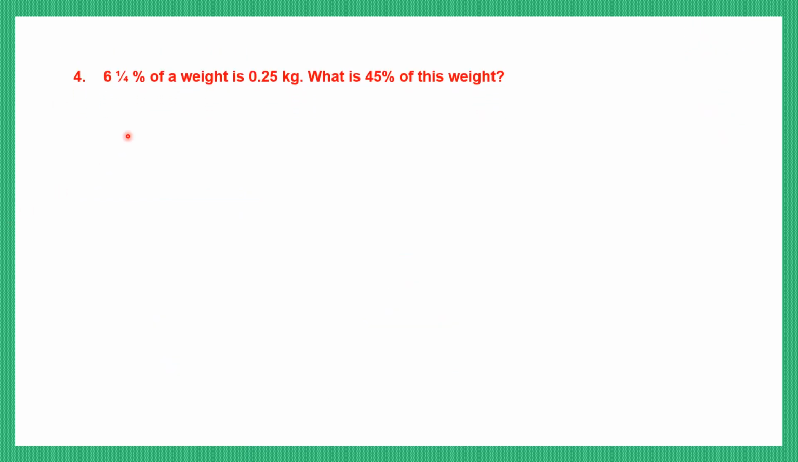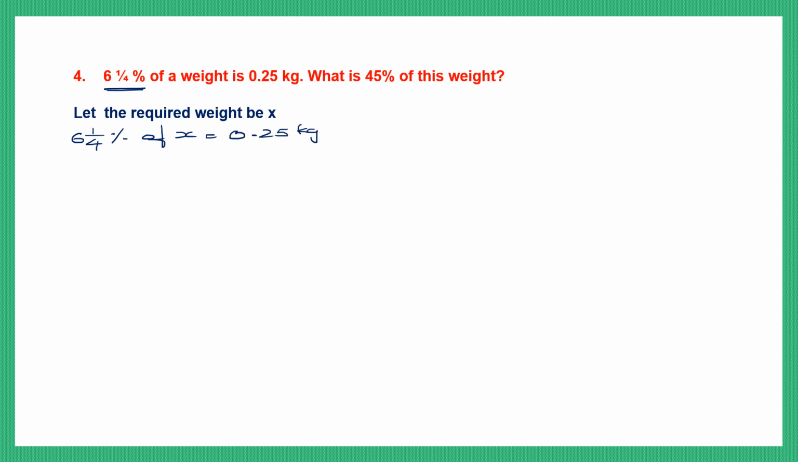Question 4. 6 1 by 4% of a weight is 0.25 kg. What is 45% of this weight? So let's begin by writing, let the required weight, we don't know what the weight is, let the required weight be x, and we know this much, that is 6 1 by 4% of this weight of x is 0.25. This is given to us in the question.